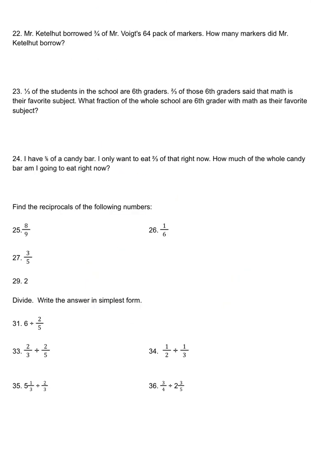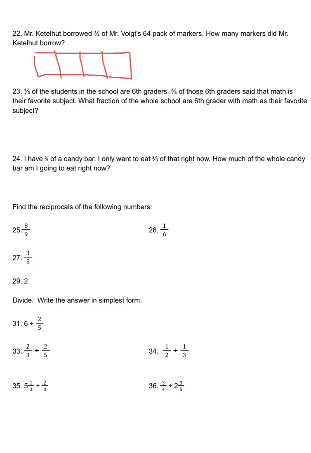Alrighty, moving on to the second page. Number 22, Mr. Kettlehut borrowed 3/4 of Mr. Voigt's 64 pack of markers. How many markers did Mr. Kettlehut borrow? So we are trying to find 3/4 of 64. So I would start, if we want to draw a picture, by drawing that bar like we drew in the last problem. And we're dealing with fourths, so we're going to split it into fourths.